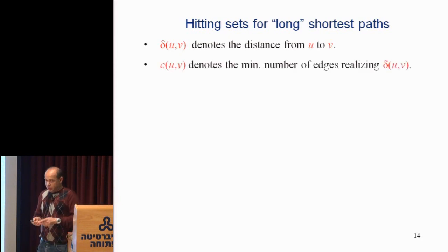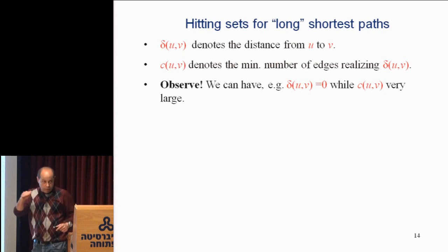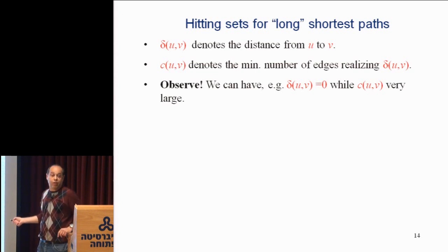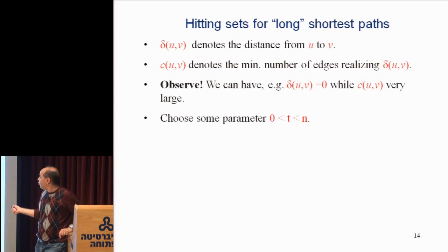So let me denote by c(u,v) the minimum number of edges in a path that realizes the distance. You see, because we allow negative edge weights, we can have that delta(u,v) is 0, the distance between u and v is 0, but in order to achieve this 0, we have to go over many hops. So c(u,v) could be very large. It could be as large as theta of n. Okay, and this trick that I call hitting sets for long shortest paths, the goal of this trick is to compute delta(u,v) precisely, but not for all pairs, only for pairs for which c(u,v) is large. For pairs with c(u,v) large, this trick will compute delta(u,v) precisely.